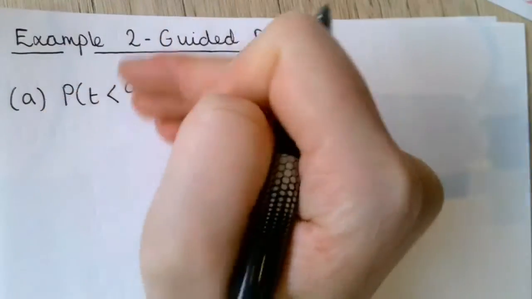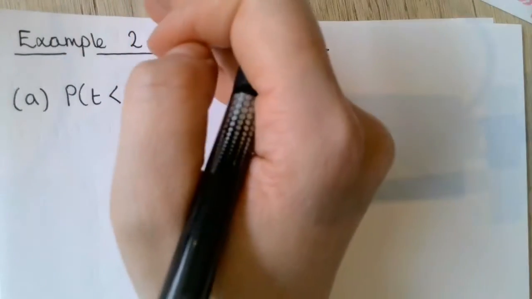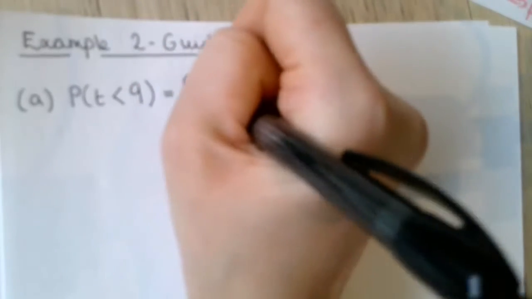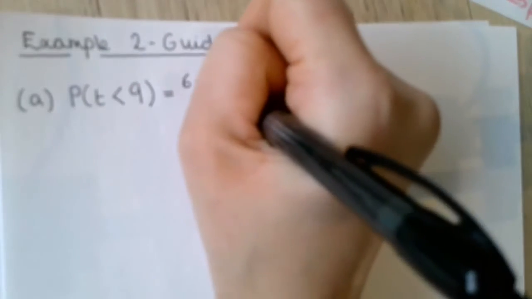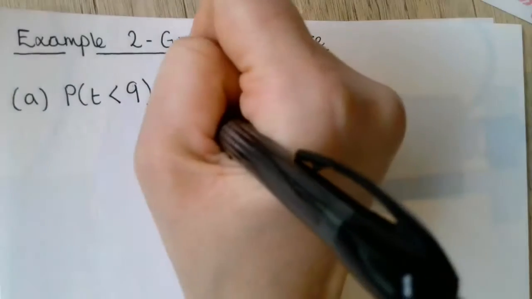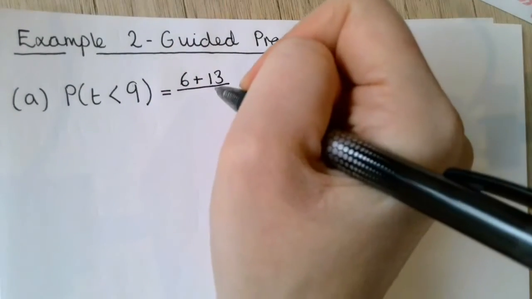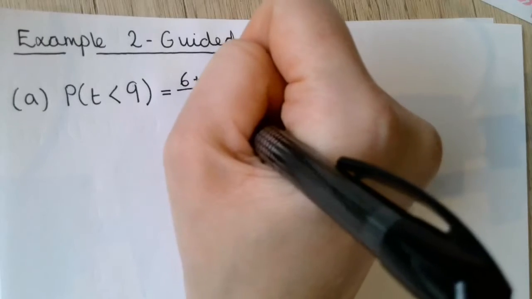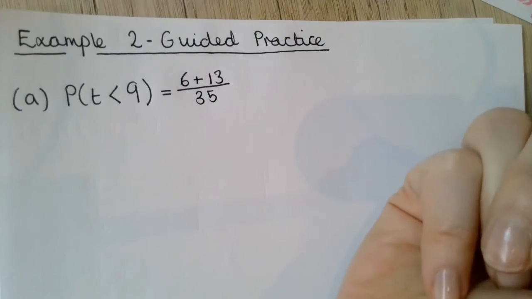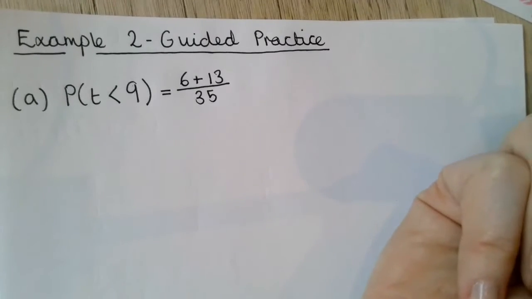Now when t is less than 9, we need to think of all the times up to 9. So we've got the times from the first column between 5 and 7 and the second column between 7 and 9. So we're going to add those frequencies from those first two columns, and then it's going to be out of our total frequency, which is 35.